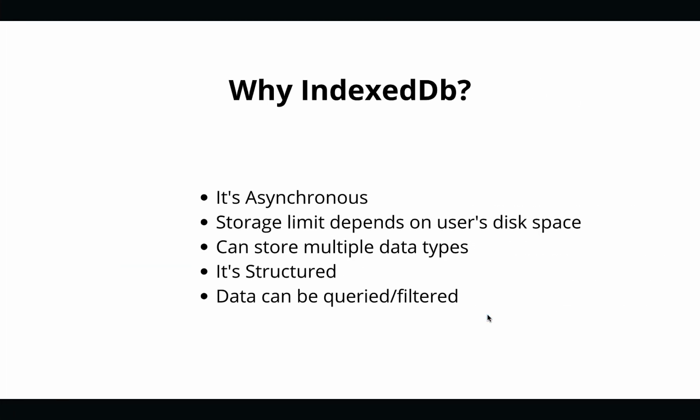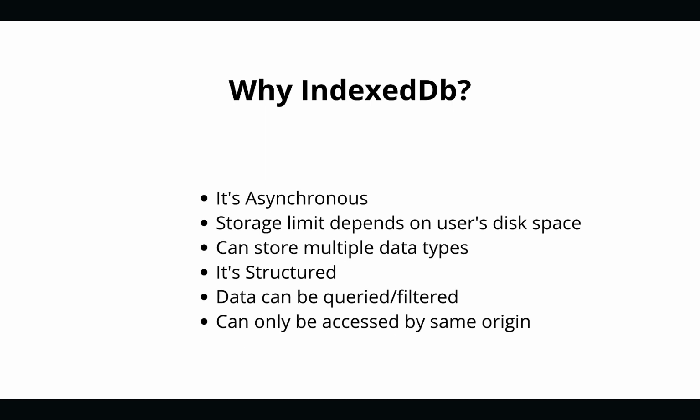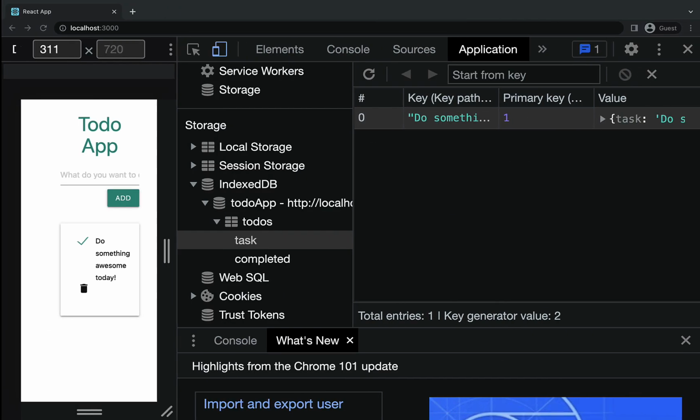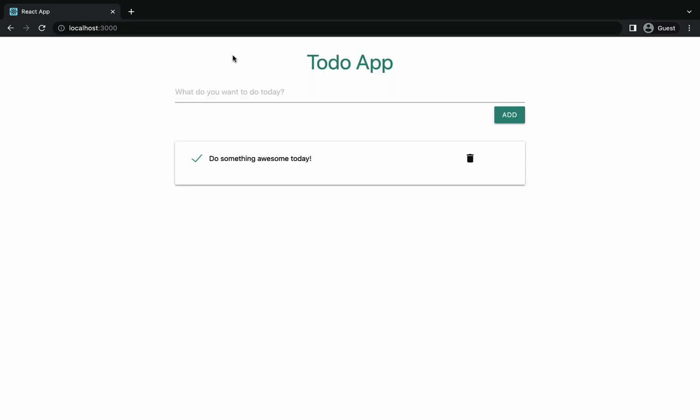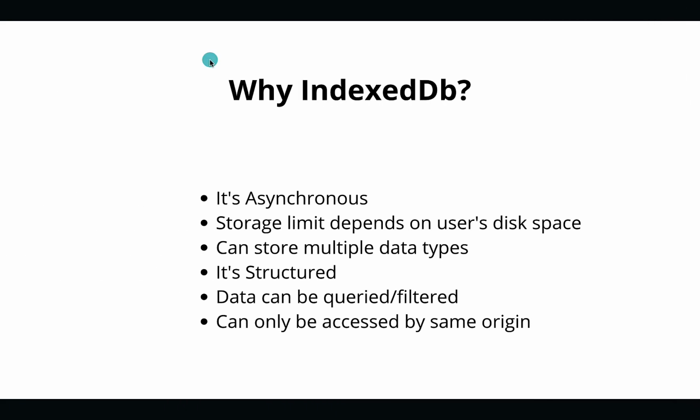Data can be queried, data can be filtered, and it can only be accessed by the same origin. So that helps prevent XSS attacks. So if I'm in the origin of, let's say, localhost 3000, only localhost 3000 can access my IndexedDB database. Localhost 4000 cannot access it. If my IndexedDB database is on YouTube.com, only YouTube.com can access it. Facebook.com cannot access my database. Twitter.com cannot access my database. So it can only be accessed by the same origin.